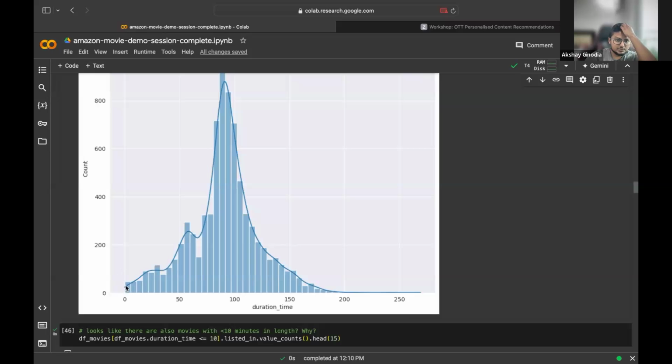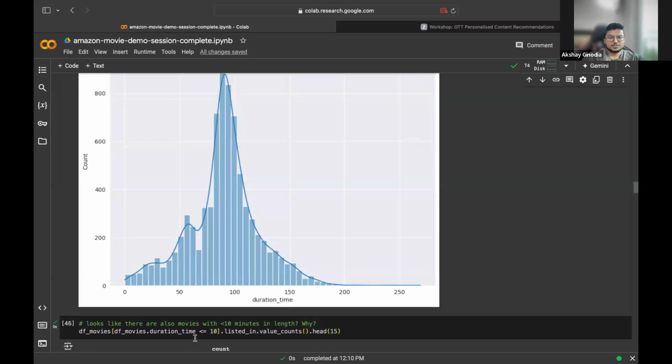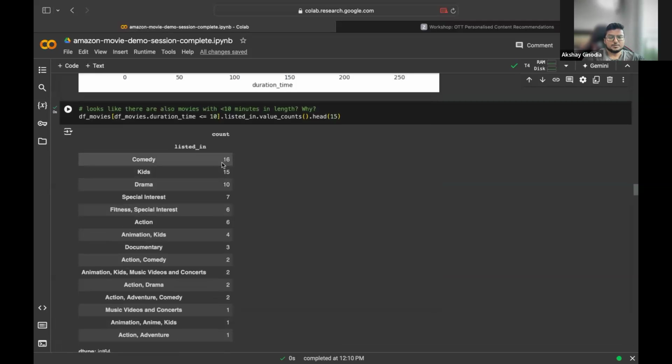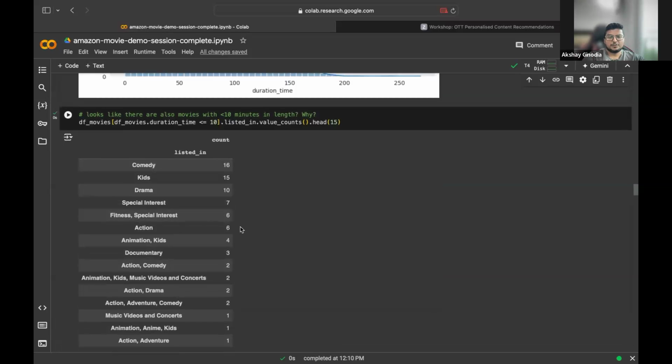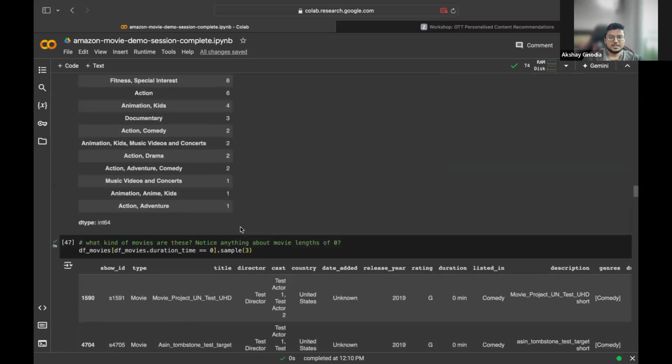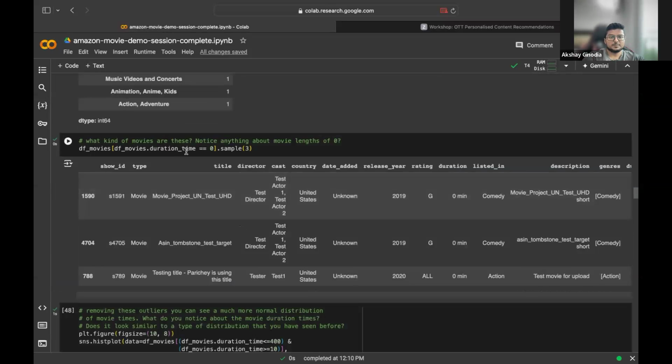Okay. Now we saw there's some movies closer to 0 also, right? So let's look at them also, because like I said, looks like some mistake. So what movies are less than 10 minutes? Let's look at them. So there's some comedy, maybe some comedy clips, some kids, maybe some kids clips, some drama, some special interests, and so on. So maybe it makes sense for some of the short form content if that's present, but it's also possible some duration time is zero, which is what we saw.